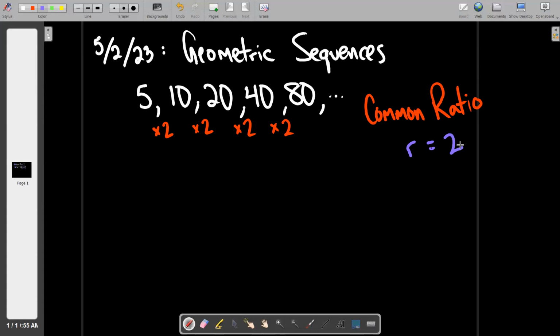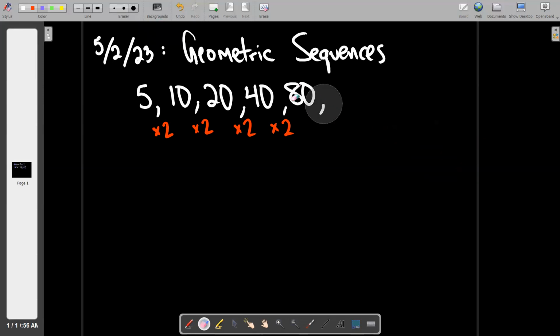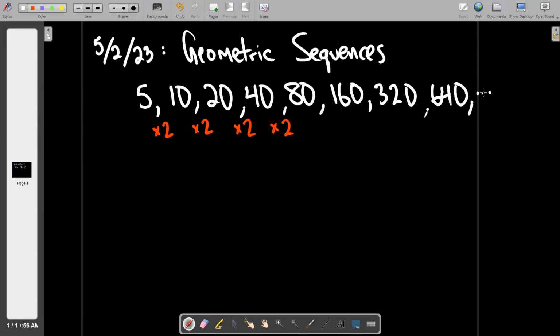It's what you're multiplying by each time you go from term to term, right? So if I asked you to find the next 3 terms of this sequence, you wouldn't have any issues because you could just continue the pattern. The next term would be double, so 160, and then double, so 320, and so on. So that's the basics of what a geometric sequence is. It's just multiplied by the same number each time instead of added or subtracted.